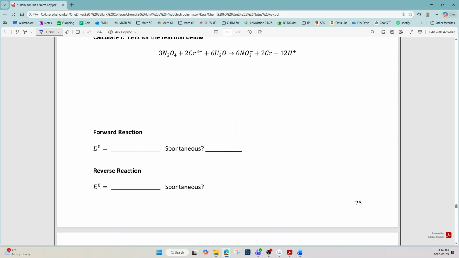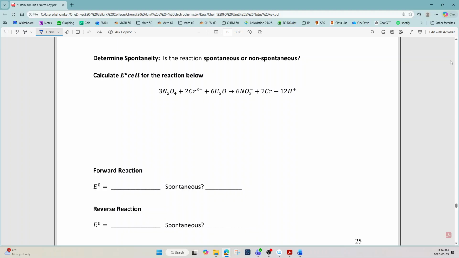I don't know if you remember from a previous lesson, it was like spontaneous or no reaction, which I kept saying is not correct, because it's either spontaneous or non-spontaneous, and no reaction is if you have two reductions or two oxidations. So let's make the differentiation. I've got these two reactions.